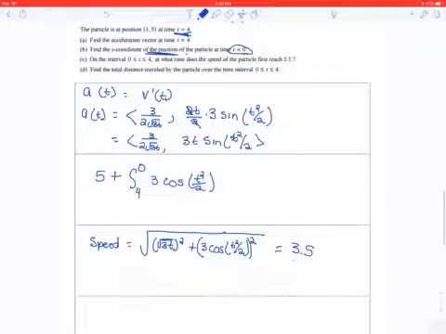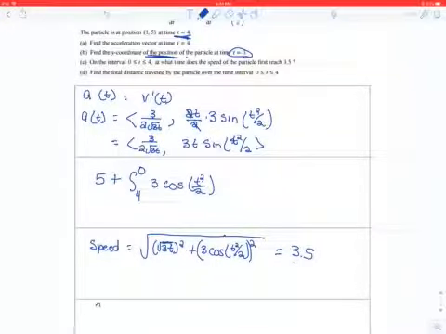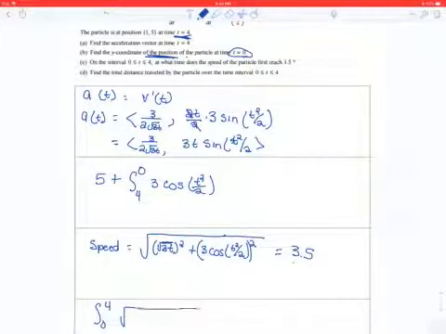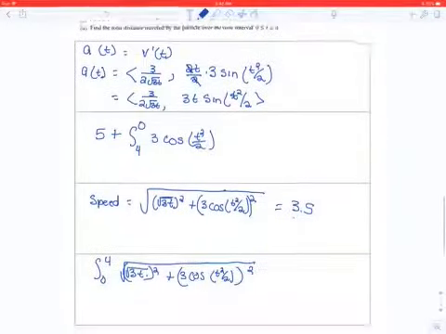And the last one was find the total distance traveled. The total distance traveled would be the integral of the speed. So it's from 0 to 4 of the square root of the quantity 3t squared, plus 3 cosine t squared over 2, that whole quantity squared, and you'd put that in the calculator.